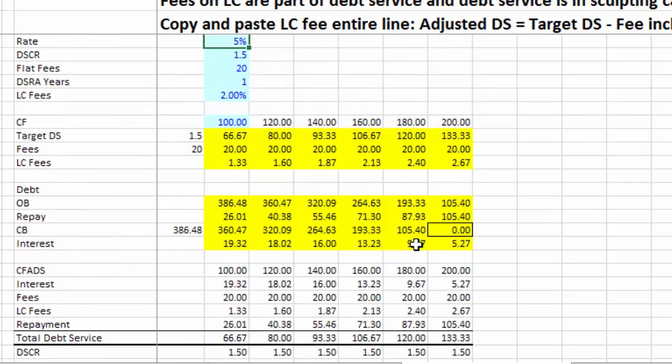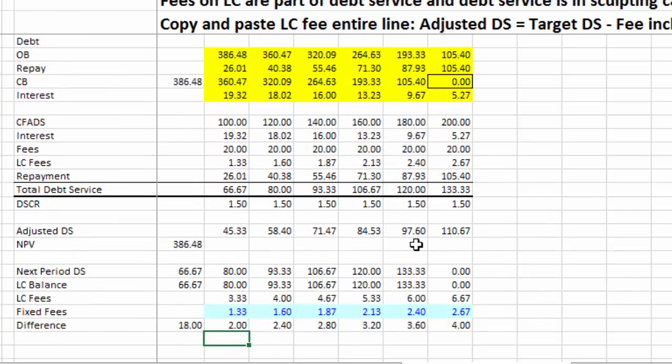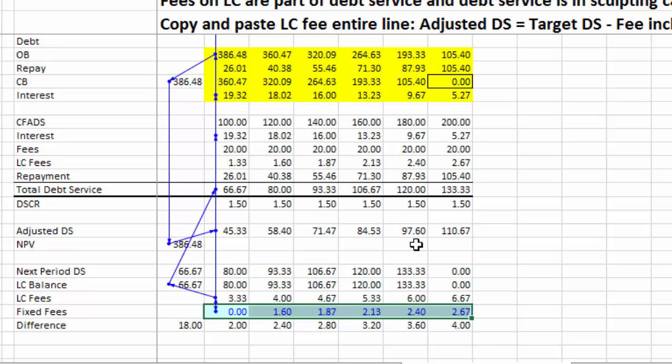Okay, I just changed the LC. Let's put the LC 5%. Let's make it enormous. Of course, that's an absurd assumption. Don't think that I believe that that's the right level. Now, if instead this fixed fee comes from this one, we get a circular reference. So we continue to get a circular reference. I'm kind of redoing what I just did.